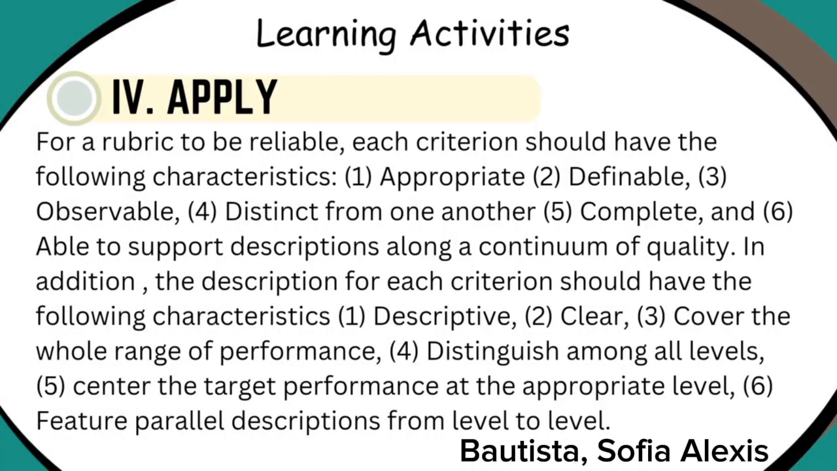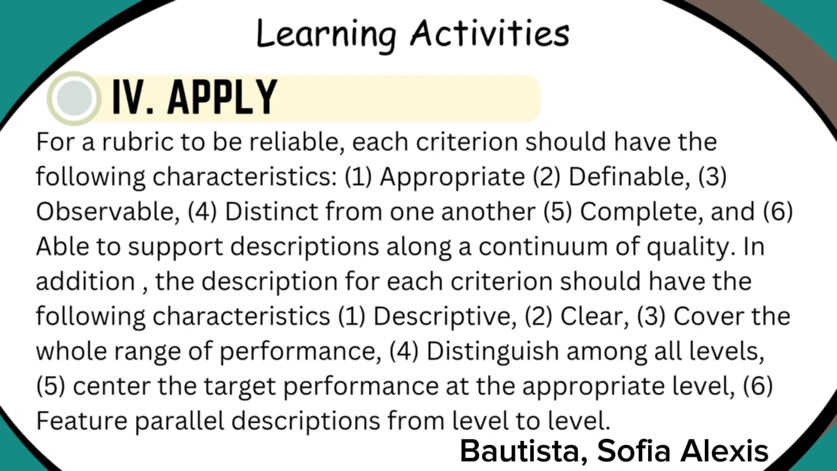To have a reliable rubric, each criterion should possess certain characteristics. First, it should be appropriate, meaning it aligns with the task or skill being assessed. Secondly, it should be definable, allowing for clear understanding and measurement. Thirdly, it should be observable, meaning it can be seen or demonstrated in some way.